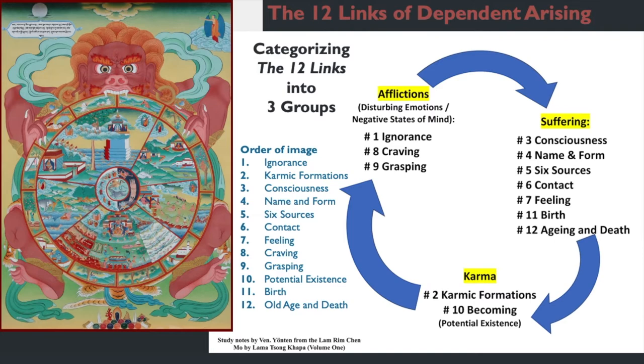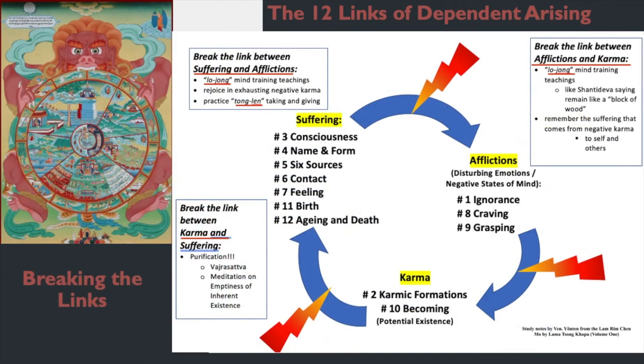So the reason that we group them in this way is really to look at not just lifetime after lifetime, but our everyday experience of habit patterns. This is how we understand how to, in a daily way, really break the links. So you break the link between suffering and afflictions by applying Lojong, mind training techniques, or rejoicing and exhausting negative karma and not responding badly, creating new. You can practice Tonglen, taking and giving meditation.